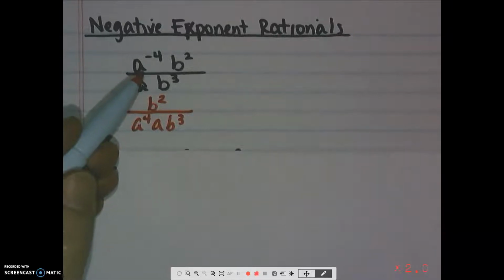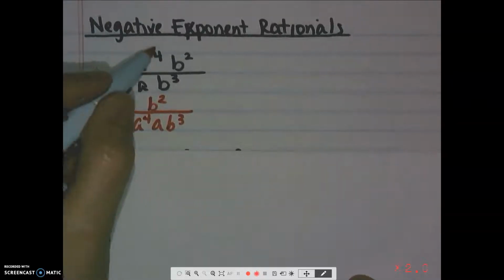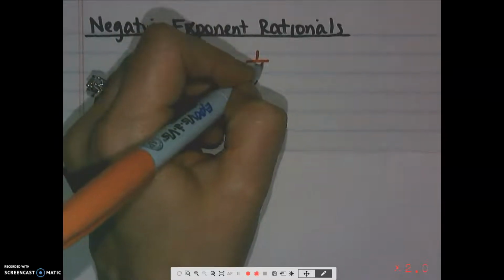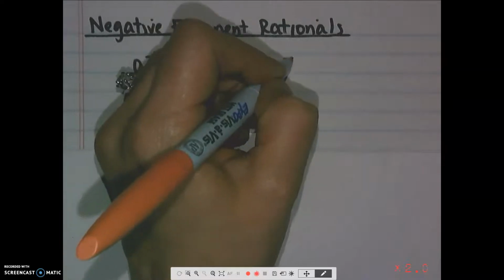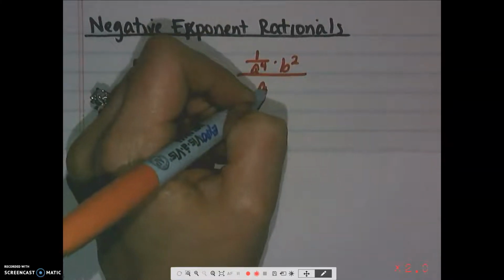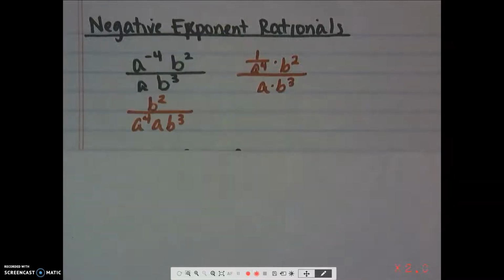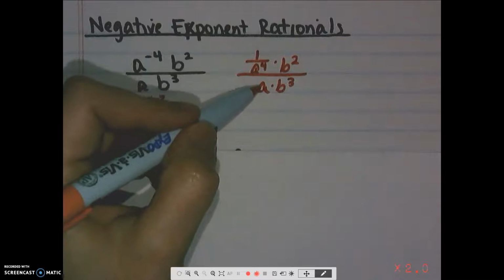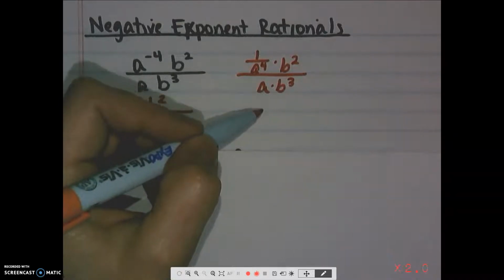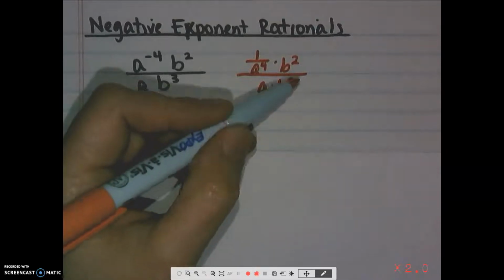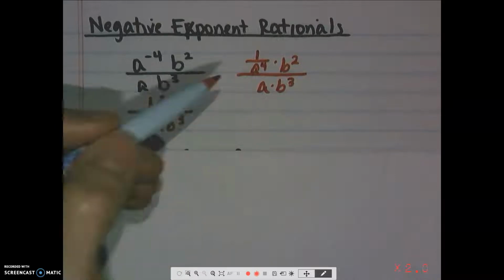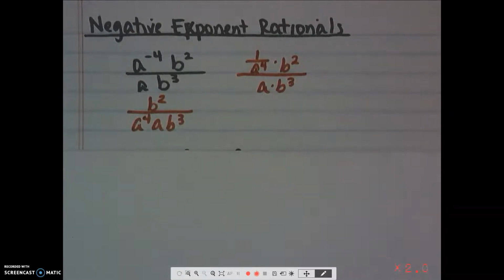But what we really didn't talk about is the fact that this a to the negative fourth really means that we have 1 over a to the fourth times b squared over a times b to the third. And so when you're taking a fraction and dividing it by a fraction, we would put that a over 1, and then we would flip it to multiply by this, and that's where the a to the fourth and the a would come together to be a to the fifth in the denominator of the fraction, okay?